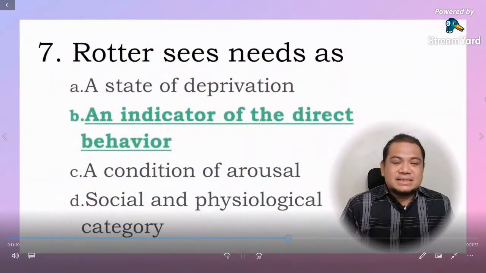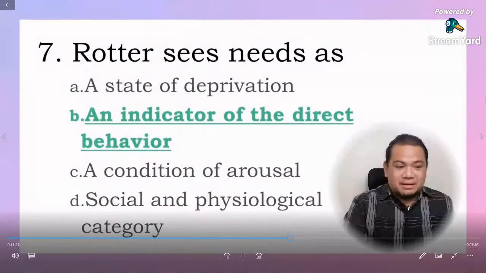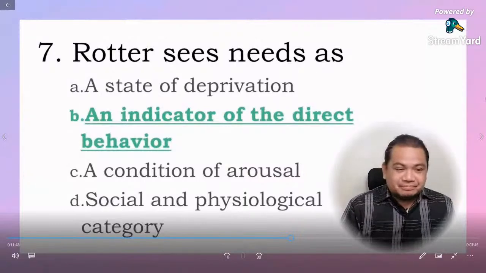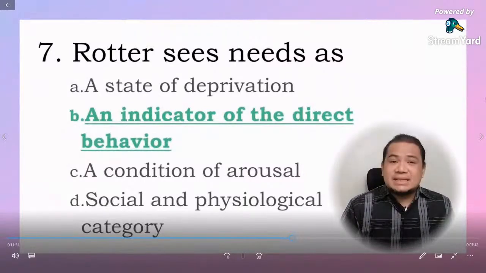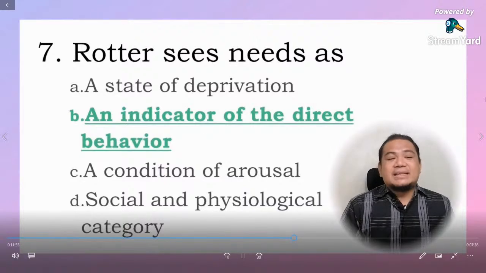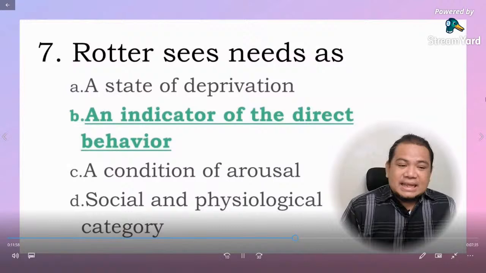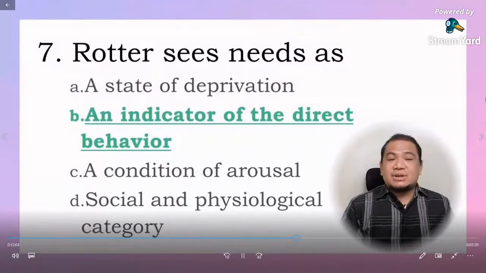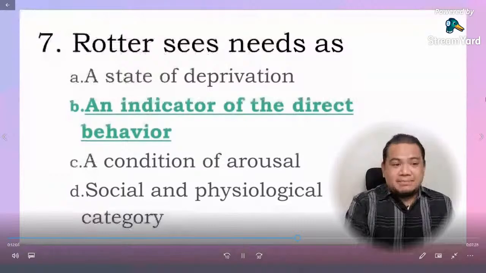Number 7, Rotter sees needs as letter B, an indicator of the direction of behavior. Rotter defined needs as a behavior or sets of behaviors that people see as moving them in the direction of a goal. Needs are not states of deprivation or arousal, but indicators of the direction of behavior.